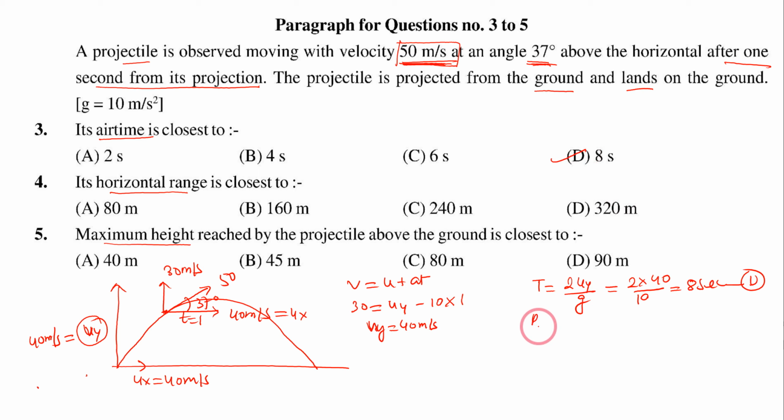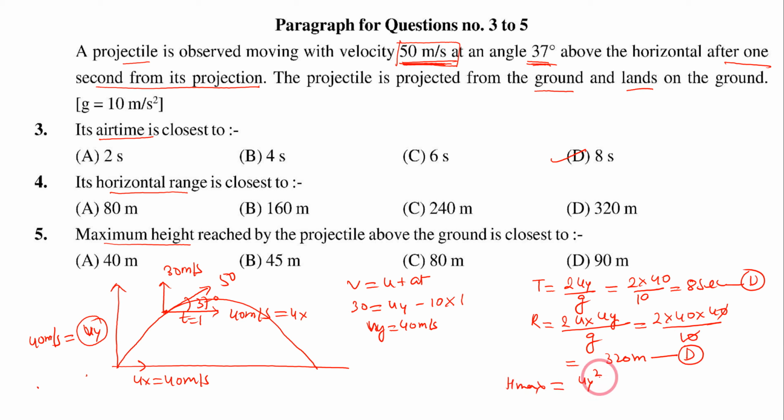Now if we talk about range, you will use the formula 2 ux uy upon g, that is 2 into 40 into 40 divided by 10, and so we are getting 320 meter. So the answer is again D. Okay, Hmax, the formula will be y-axis velocity squared upon 2g. So 40 squared divided by 2 into 10, and here we will get 80 meter. So the answer is C.